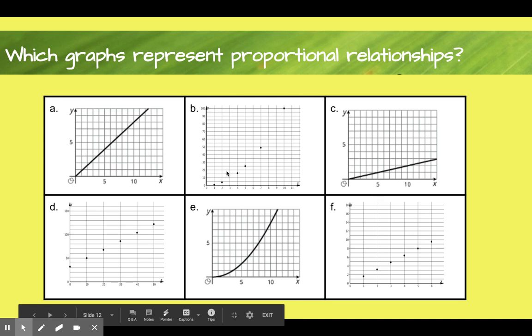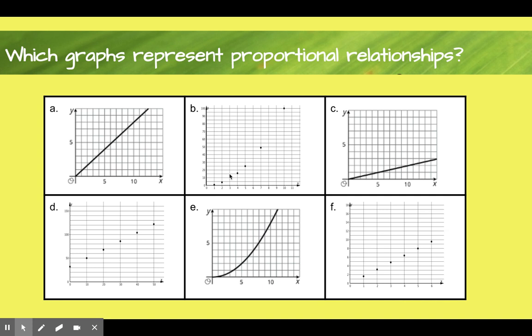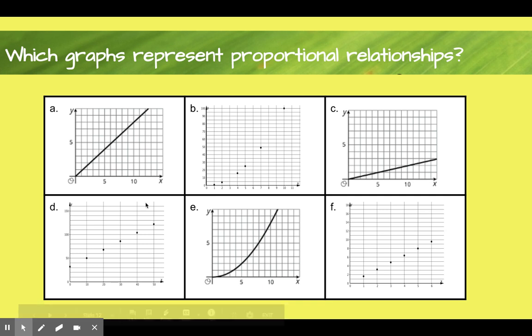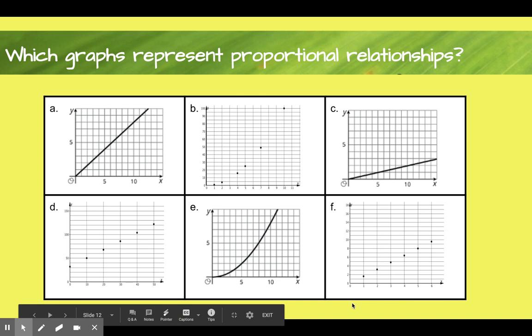If I look at B, if I were to draw a line, it looks like a curve kind of, and it's not going through my origin. Letter choice C isn't exactly starting at the origin. It was probably a tricky one, but it's not. D obviously does not start at the origin, even though it's a straight line, so that's not proportional. E isn't a straight line at all. So my only ones that are proportional are graphs A and F.